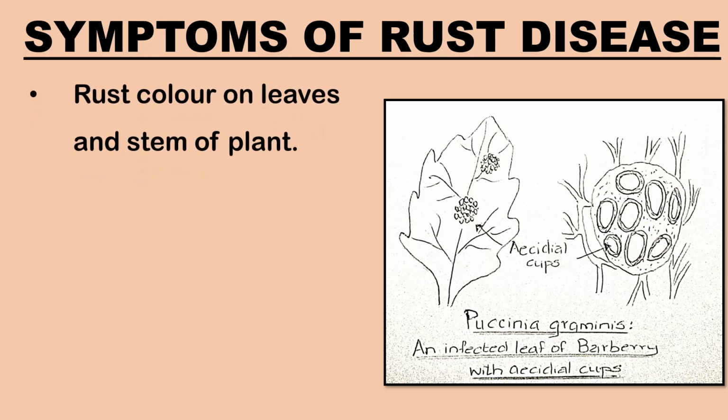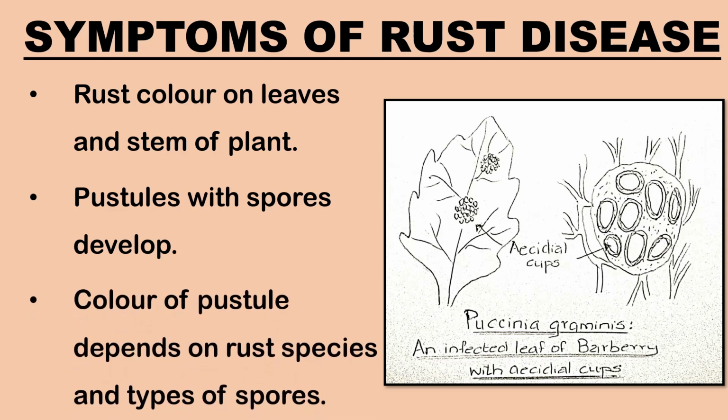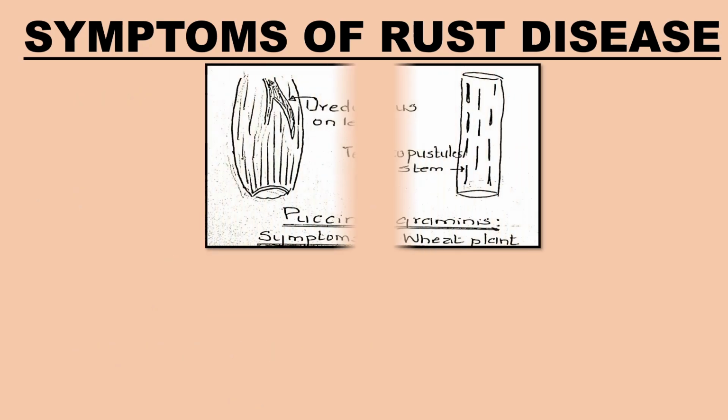Rust disease is characterized by a rust color on plant leaves and stems. On the lower surface of the leaves, spore-producing structures called pustules develop. They contain a number of microscopic spores. The color of the pustules varies depending on the rust species and the types of spores formed. They may be orange, yellow, brown, black, or white in color.